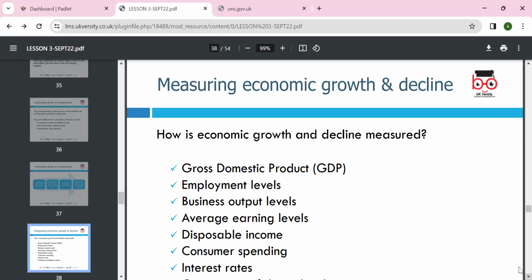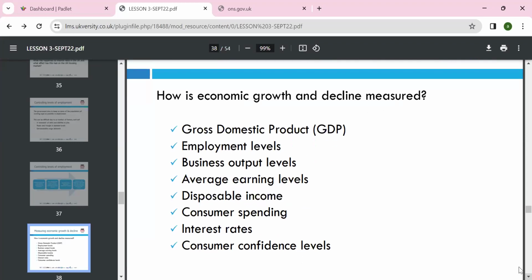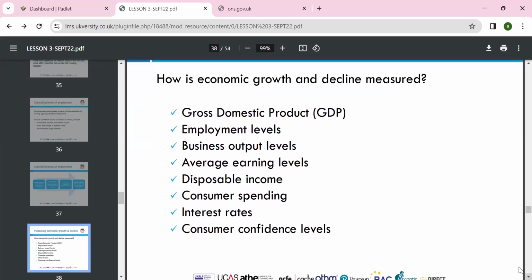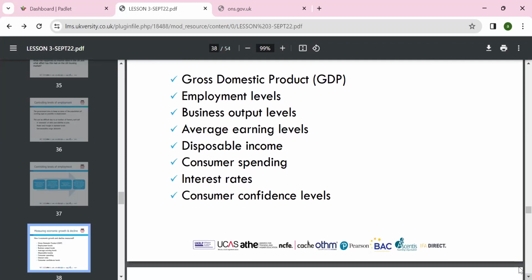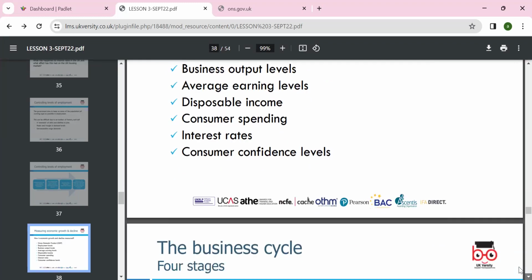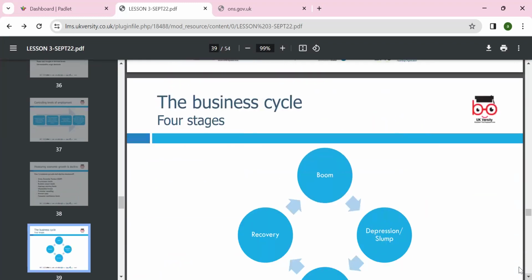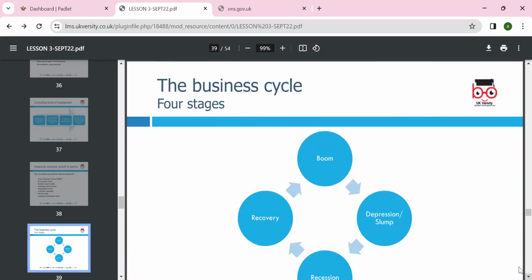How is economic growth and decline measured? We can look at GDP, gross domestic product, employment level, business output, average earning level, disposable incomes, consumer spending, the interest rate and consumer confidence. We have business cycles. Understanding the external environment is always quite crucial.